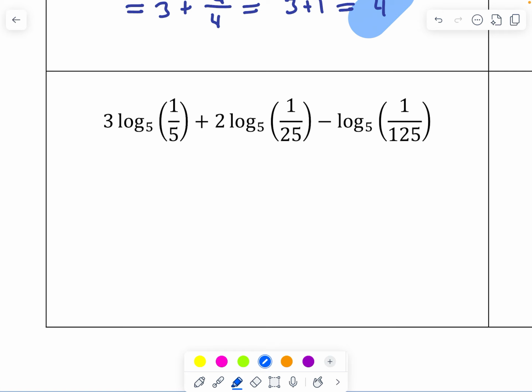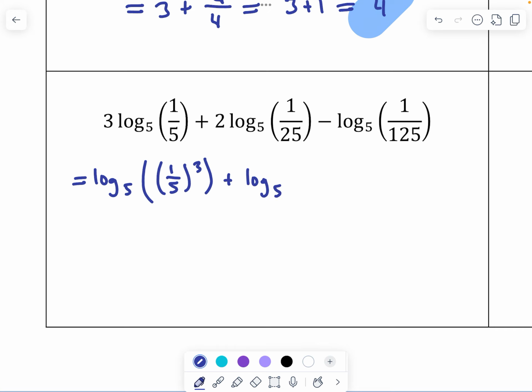Let's go back to using the properties of logarithms. I may regret this. I need a calculator. All right, let's see what happens here. We're in this together. I'm going to go ahead and make the 3 the exponent of the 1/5, the 2 the exponent of the 1/25. So that gives me log base 5 of 1/5 to the 3rd power plus log base 5 of 1/25 squared.